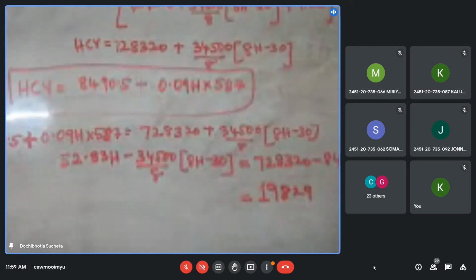Last topic, important topic. These two are important, kids. Like this, numericals will be given in your exam. These are the two types they have generally asked till date: percentage of hydrogen calculation and HCV GCV calculation. So what is the answer?